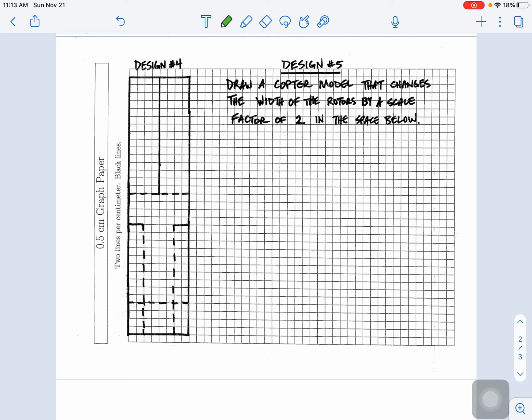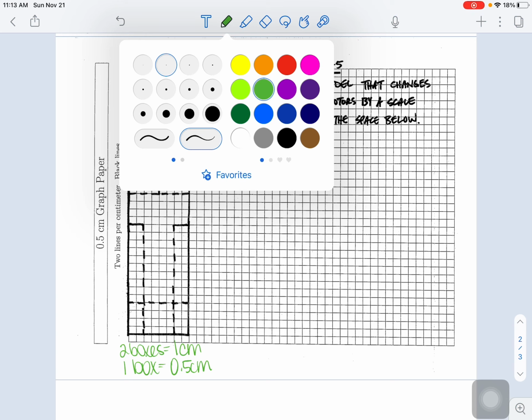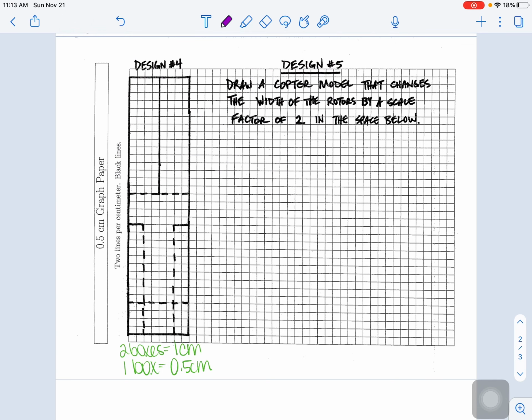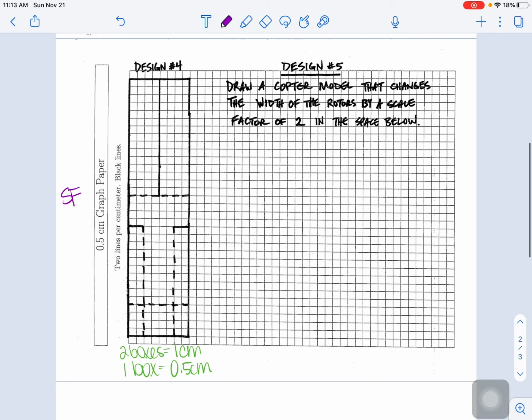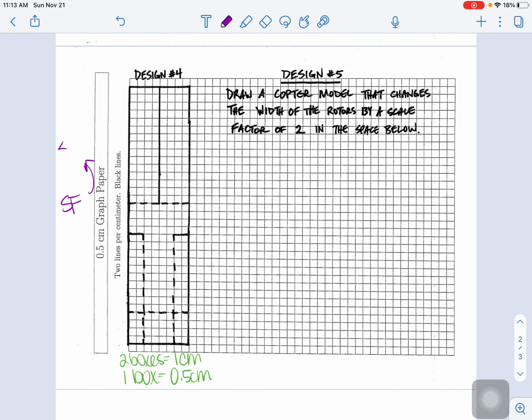I will give you a helpful piece of information down here at the bottom. Remember that 2 boxes equals 1 centimeter. And that means one box equals 0.5 centimeters, okay? I'm also going to write my scale factor information over here on the sideline. So remember, if the scale factor is greater than 1, it means it's getting bigger. And remember, if your scale factor is less than 1, it means we're getting smaller, okay?